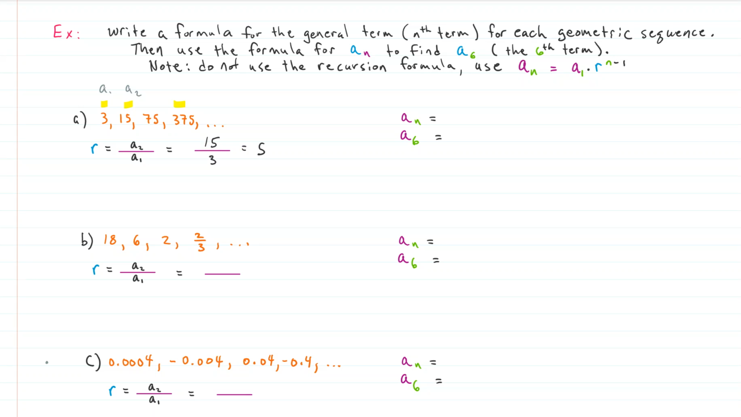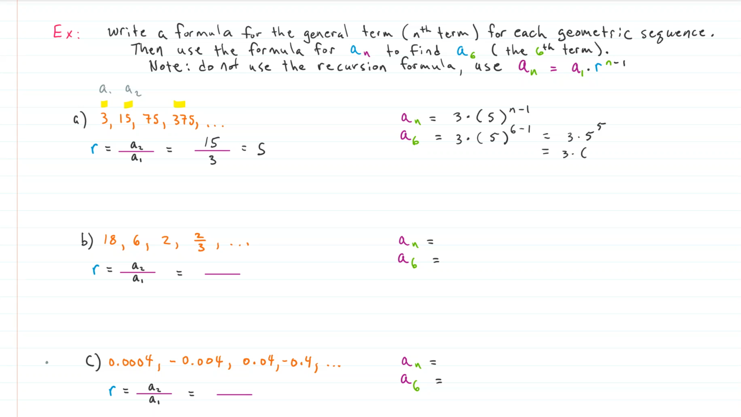Now we can find our nth term by taking the first term, which is 3, and we multiply it by the common ratio, which is 5, raised to n minus 1. There's our general term, or our nth term. Now if we want to find out where n equals 6, we'll just copy down the 3, we'll copy down the 5. This is now 6 minus 1. This gives us 3 times 5 raised to the 5th power, because 6 minus 1 is 5. 5 to the 5th power is 3125.